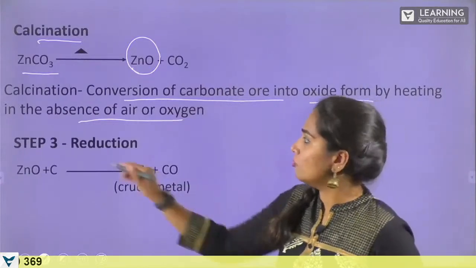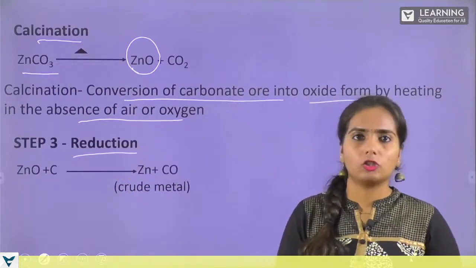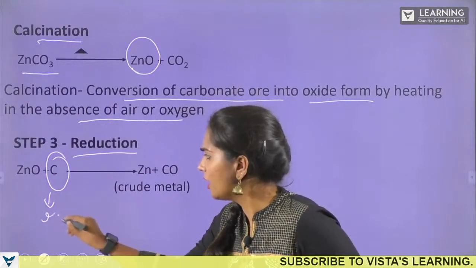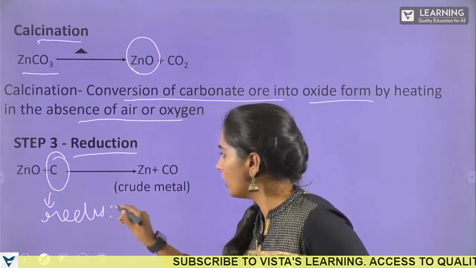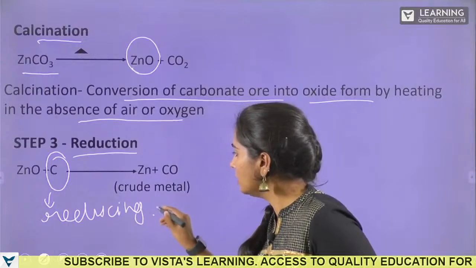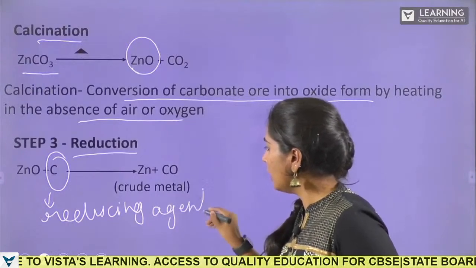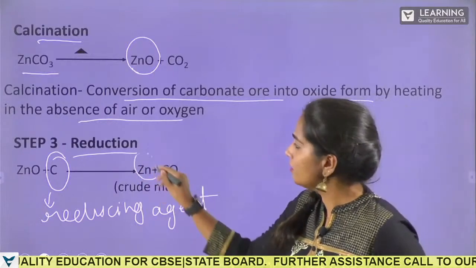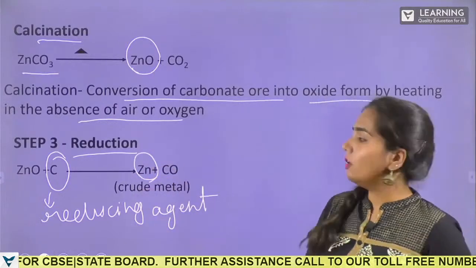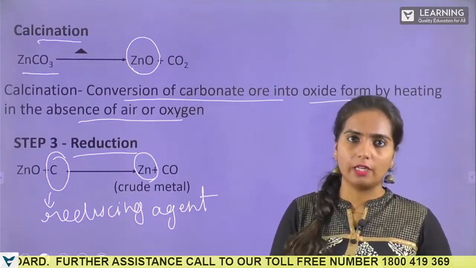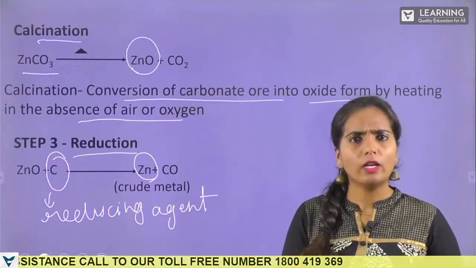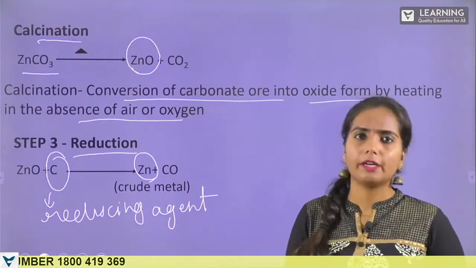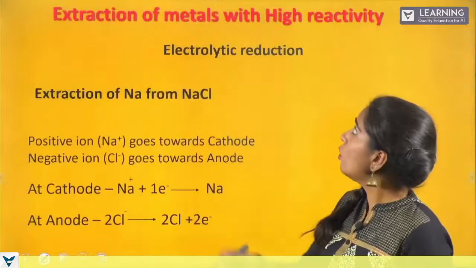Now the last step will be the reduction. Here we are taking carbon as our reducing agent. So our zinc oxide is treated with carbon and we get crude metal, that is zinc, with the liberation of carbon monoxide. This is one example of extraction of metal with moderate reactivity. Now let's move on to high reactivity.